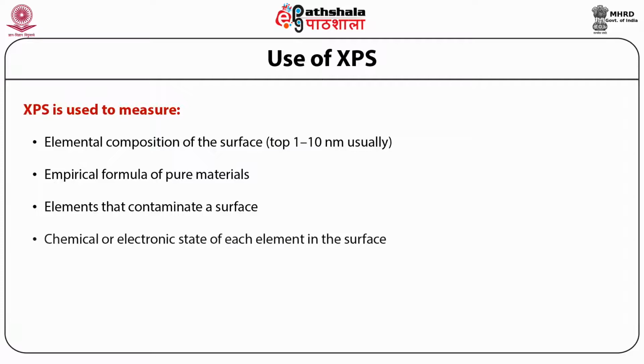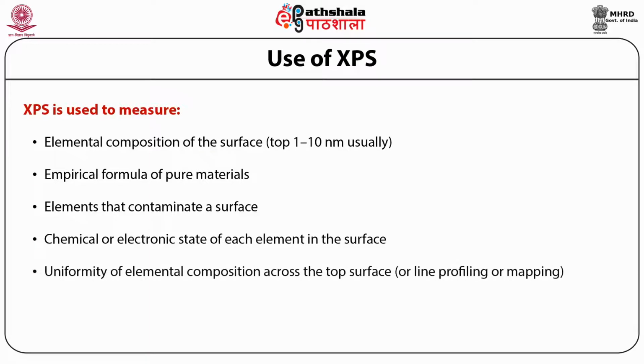Then we have the chemical or electronic state of each element in the surface. Next is uniformity of elemental composition across the top surface. That is, how uniform the surface is can be found out from this, or we say line profiling or mapping.